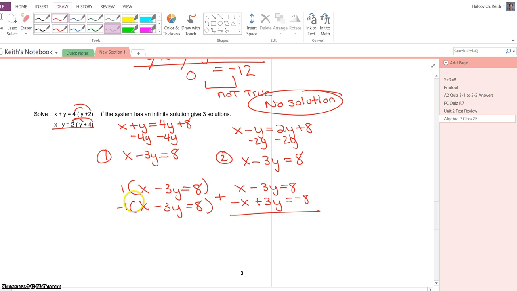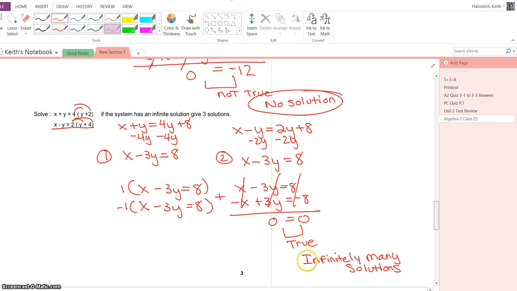Notice when we add down here, everything cancels out. So we get 0 equals 0. This is true. And whenever you have the same thing, it means you have infinitely many solutions, which means it's basically the same line.